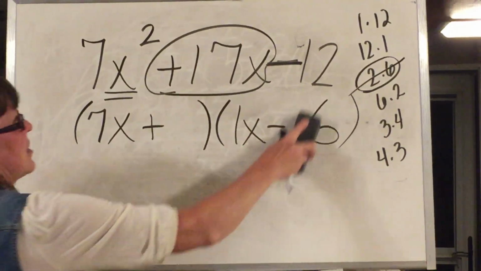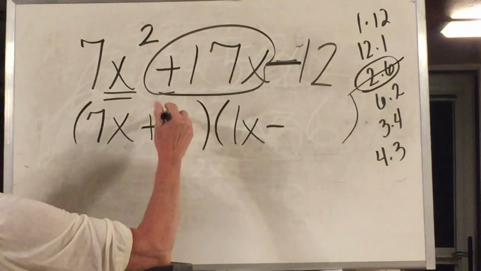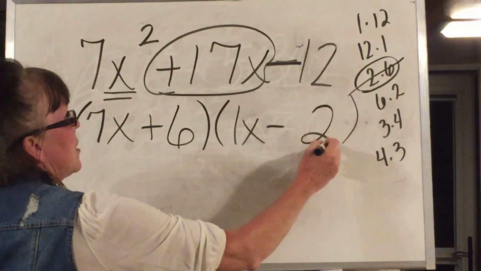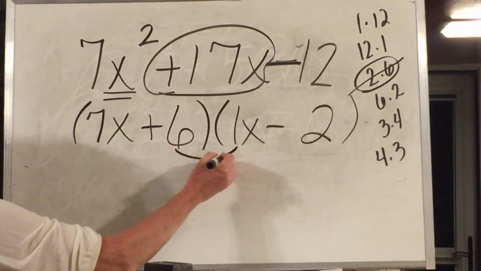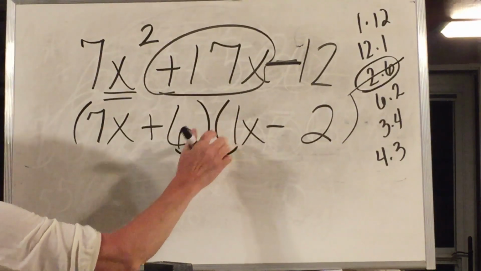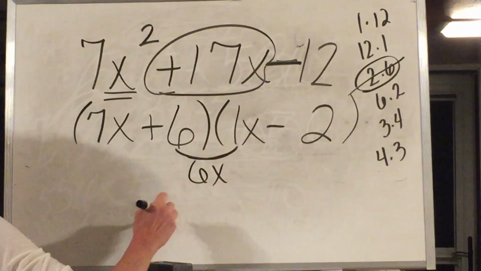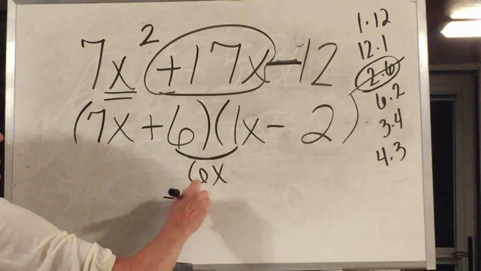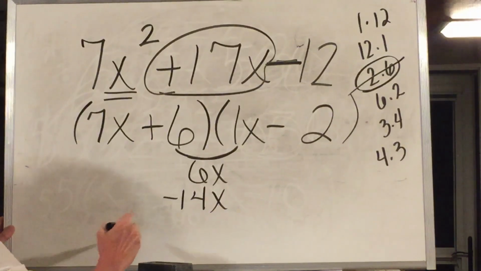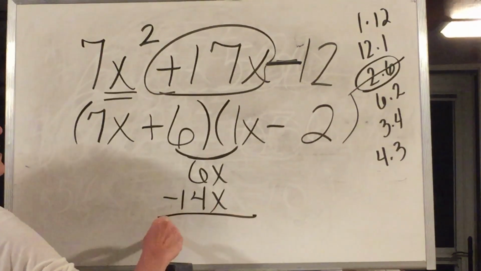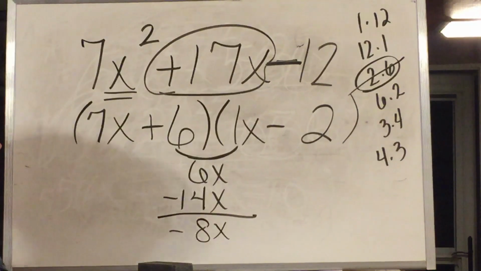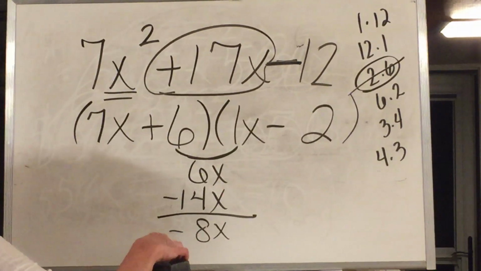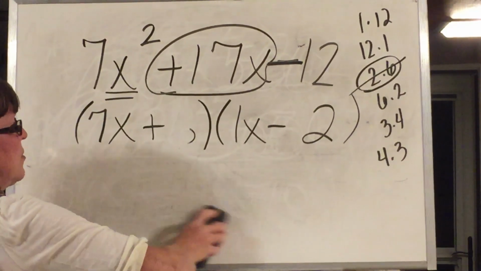I'm going to switch the 6 and the 2 then. The 6 and the 2. Now recheck it. Inside, 6 times 1, 6x. 7 times negative 2, negative 14x. That subtracts to give you negative 8x. Well, I don't have that one either. That one doesn't work.